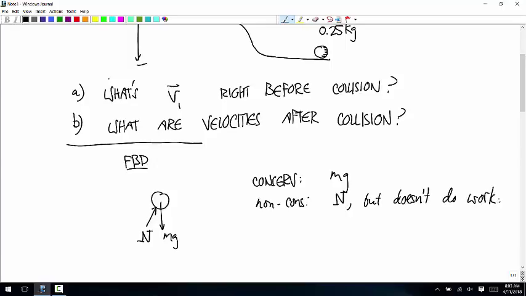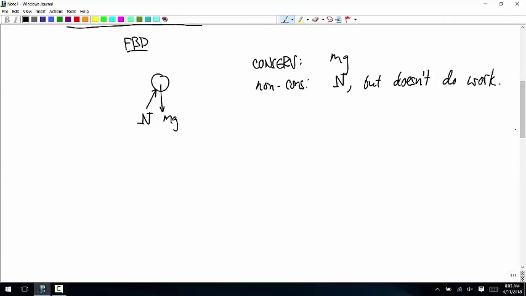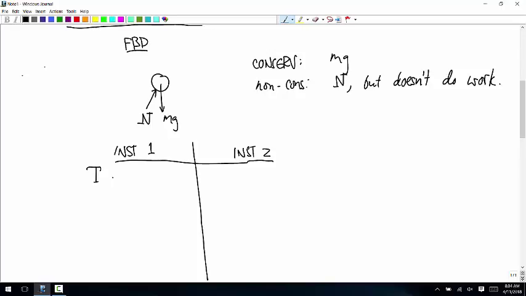So that means we can use the conservation of mechanical energy, and I'm going to set it up as instant 1, instant 2. Instant 1 is at the top of the hill. At the top of the hill, what's the speed? 0, so this is 1/2 times 0.15 times 0 squared equals 0.